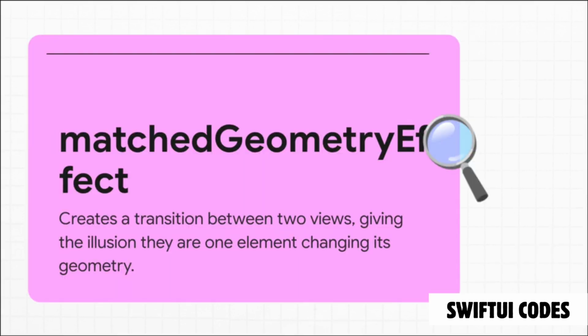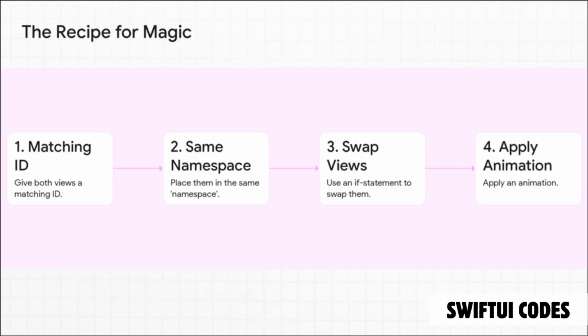It's an incredibly powerful tool called Matched Geometry Effect. This effect creates an animated transition between two views, giving the illusion that they are the same element. And here's the key. You are not animating one view into another. You're actually telling SwiftUI that two completely separate views are conceptually the same thing. And once you do that, it builds that entire seamless transition for you. It's just amazing. And the recipe for this magic trick is surprisingly simple.